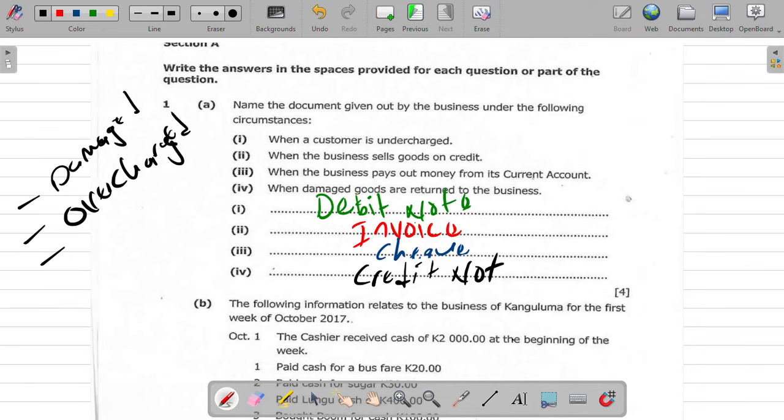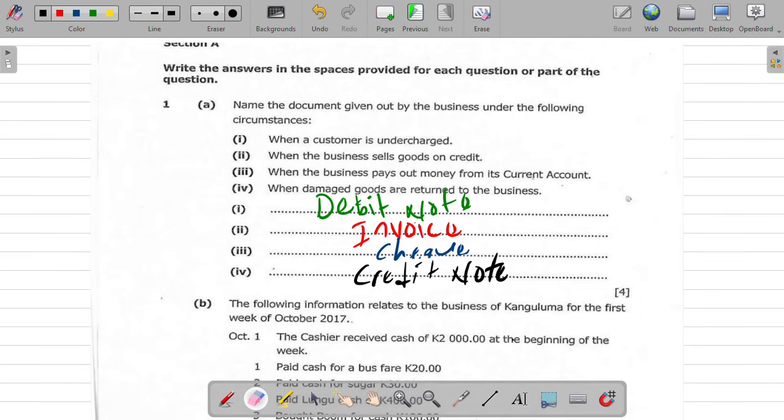Credit note. One of the reasons for the goods being returned, you can say, wrong goods that have been supplied. So basically, these are the documents, and you have your 4 marks there.